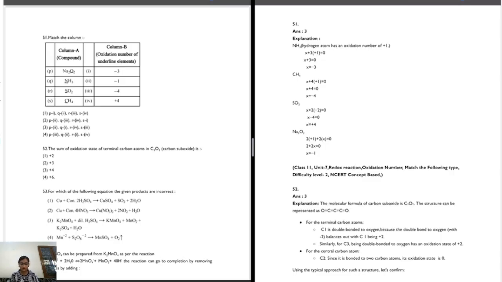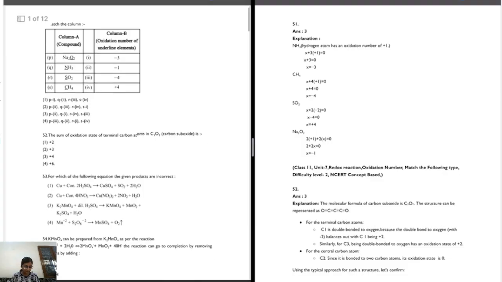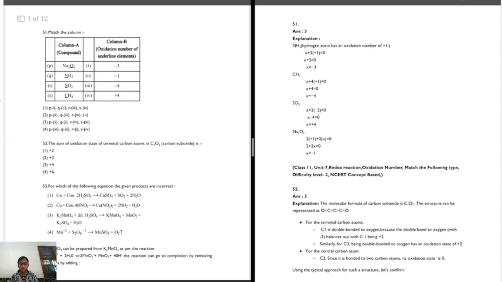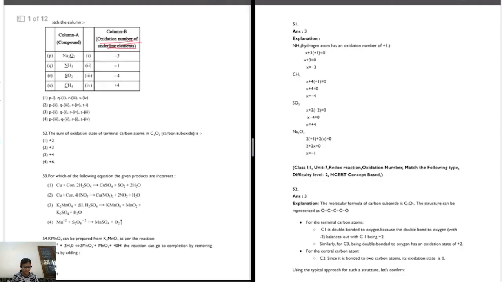So let's move forward with today's topic. In the first question, we have to match the column and find the oxidation number of the underlined elements. So first we'll see Na2O2. In this, the underlined element here is oxygen. Therefore, the unknown oxidation number we'll take as X.